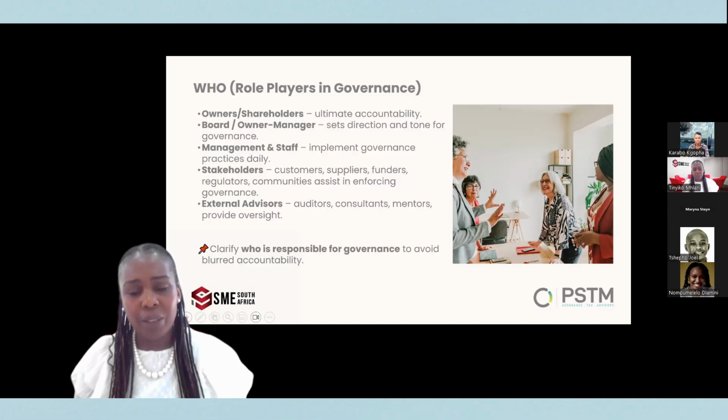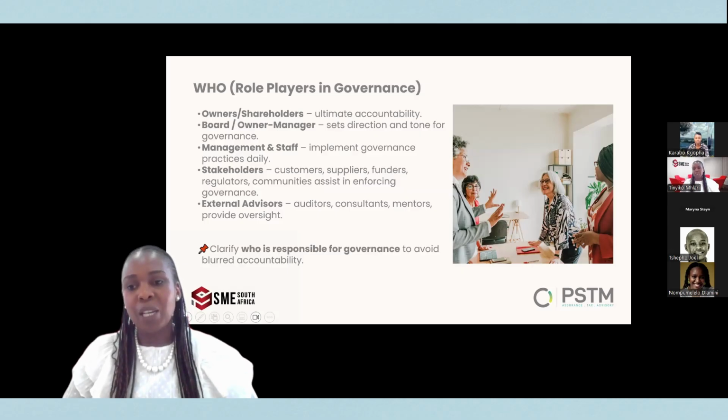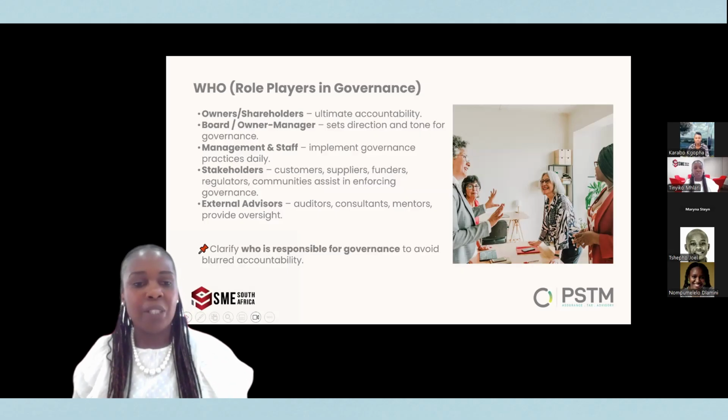Your stakeholders, your customers, your funders, your suppliers, your regulators, these are the people that help you in enforcing governance. They hold you accountable. They keep you accountable. They've got a role to play. So mind them as well, because they are part of the larger ecosystem of your governance structure.